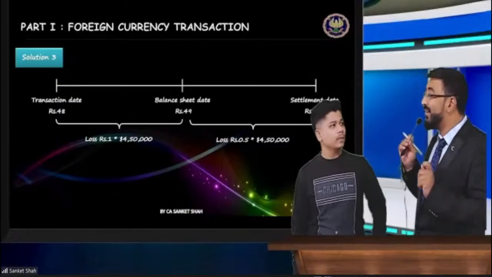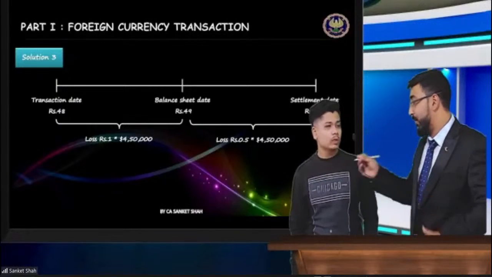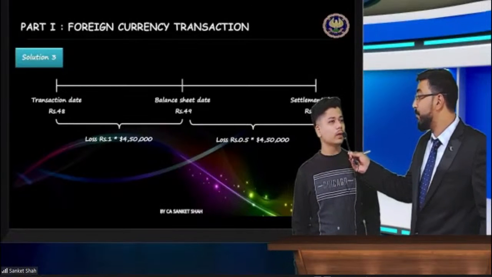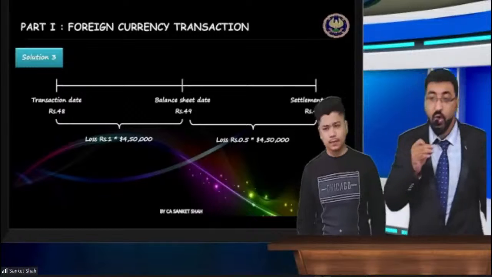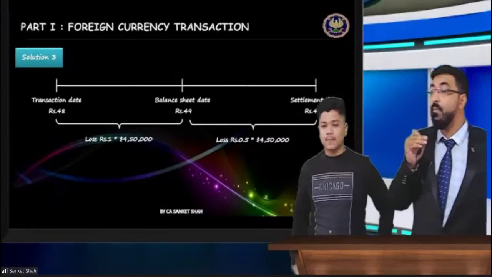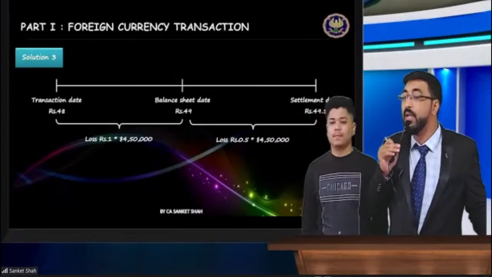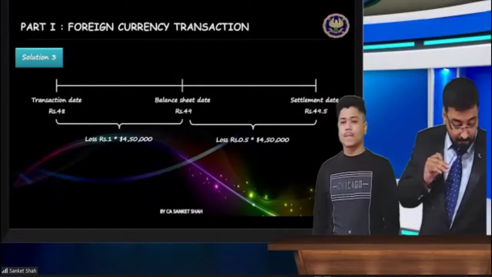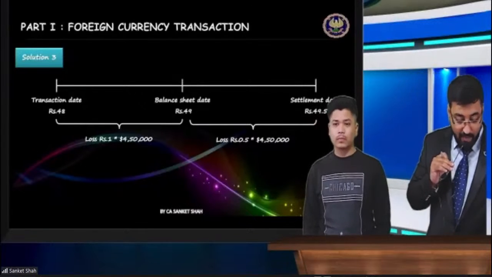Now tell me whether creditors is a non-monetary or monetary. It is monetary. And at which rate is it multiplied? It is multiplied by closing rate. Very good. So it is a monetary item, and monetary item is always multiplied by closing rate. So closing rate will be 50 to 55. Very good, beta.